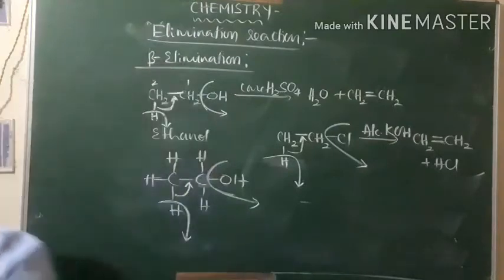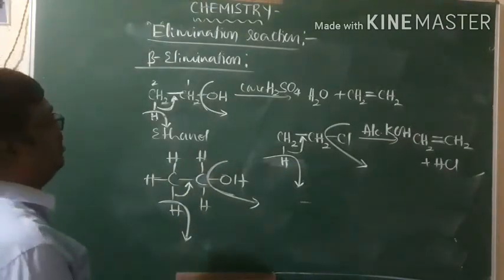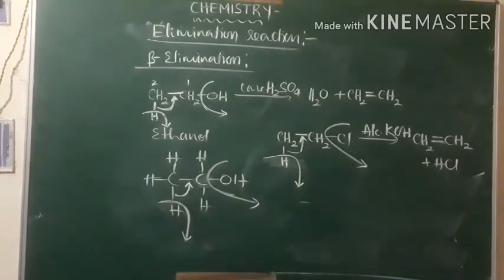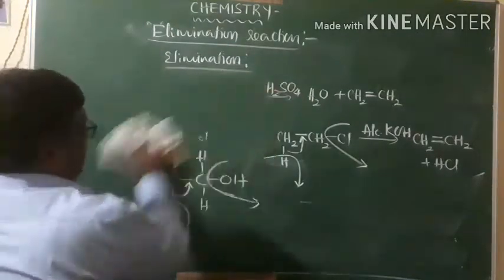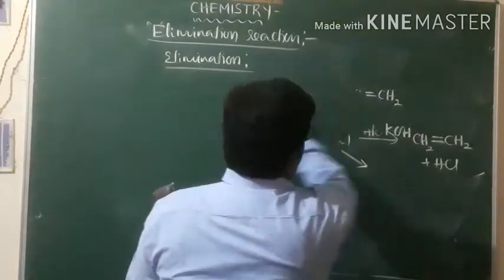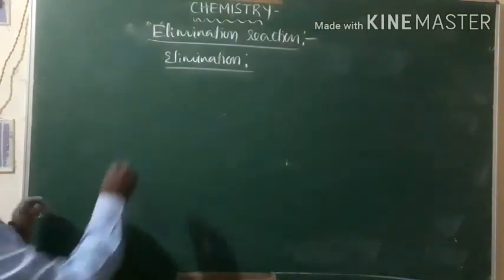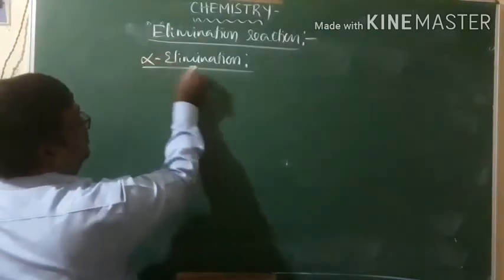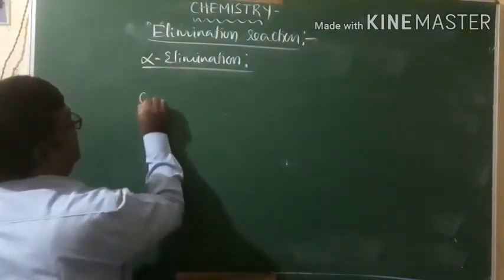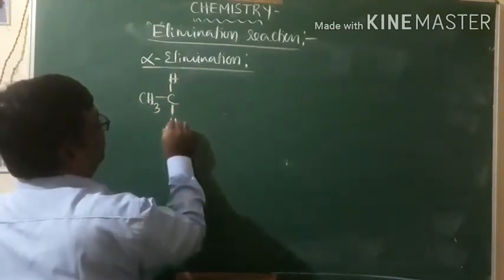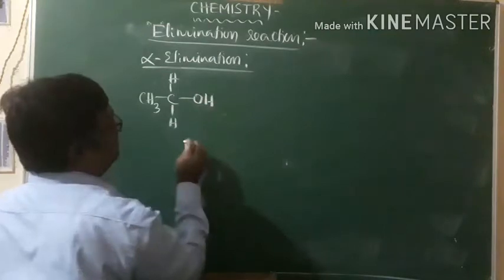Okay, now with that we'll go for one more type of elimination reaction, that will be alpha elimination reactions. In beta elimination, we removed atoms or groups from the adjacent carbon atoms, whereas in the case of alpha elimination, I am going to remove the atoms or groups from the same carbon atom.